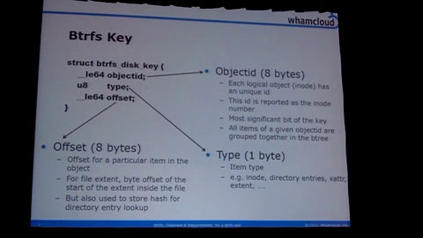So the object ID is the most significant bits of the disk key. This means that all the B-tree algorithms try to store items sharing the same object ID close together on disk. So this is something that the btrfs B-tree guarantees.